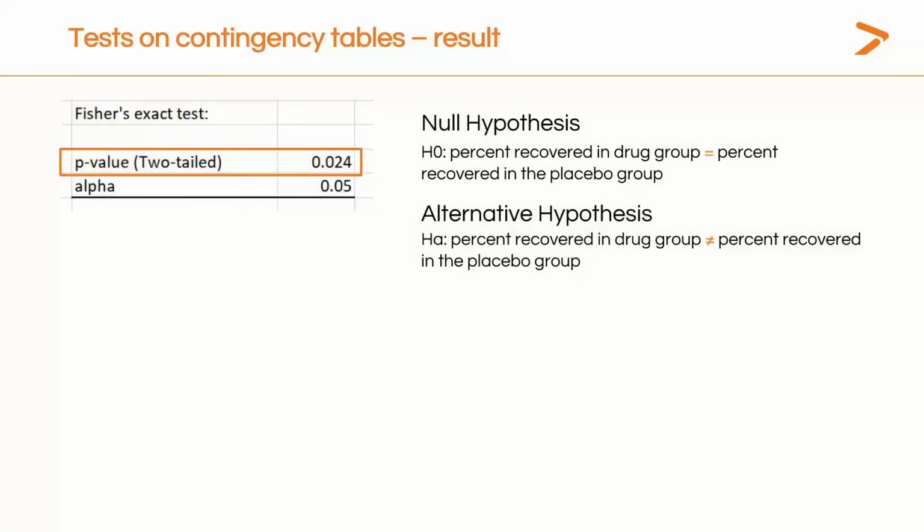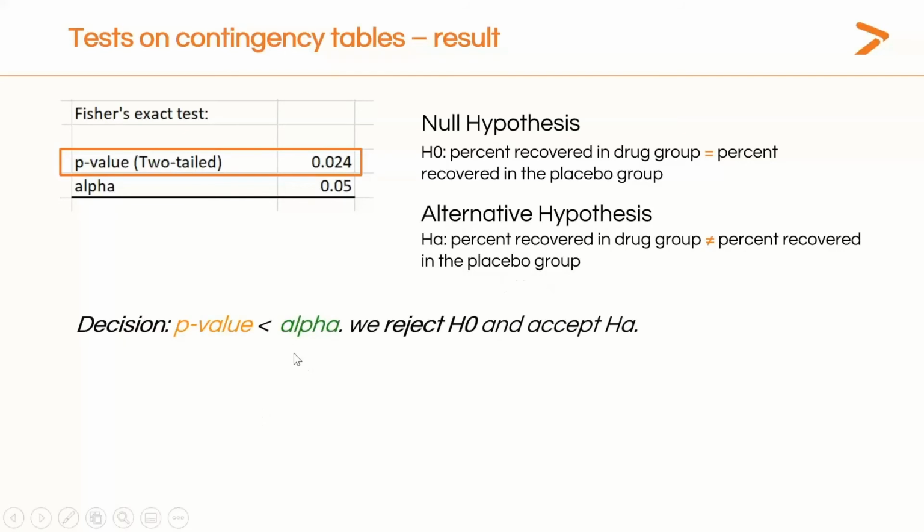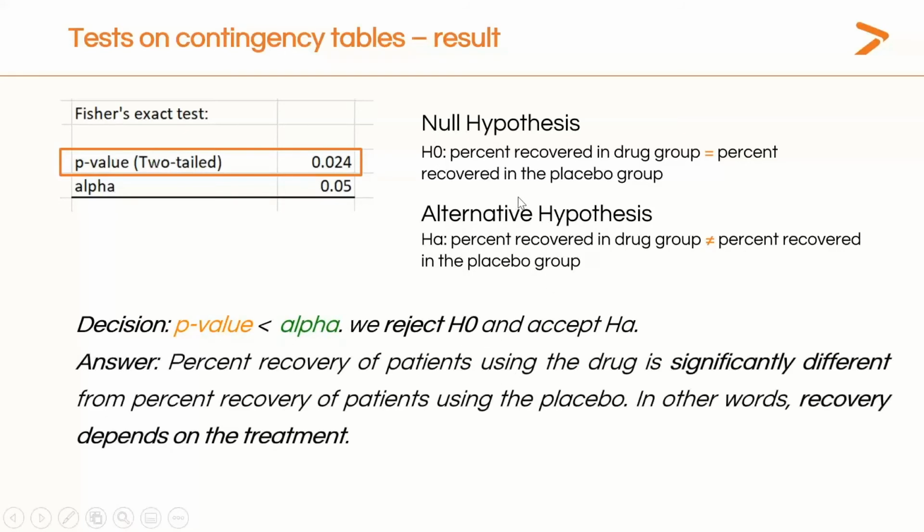So the null hypothesis: percentages are equal. Alternative hypothesis: the percentages are different. The p-value is lower than alpha. We can reject the null hypothesis and accept HA. So we can say that percent recovery of patients using the drug is significantly different from percent recovery of patients using the placebo. In other words, recovery depends significantly on the treatment.